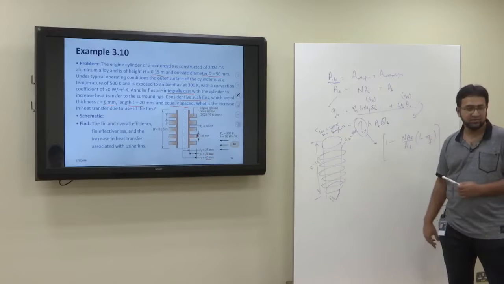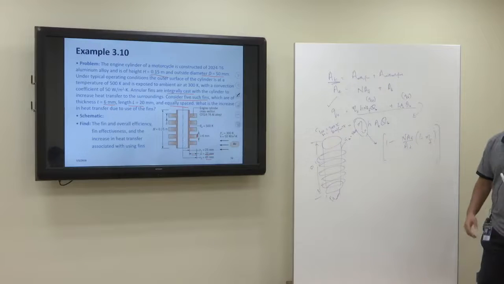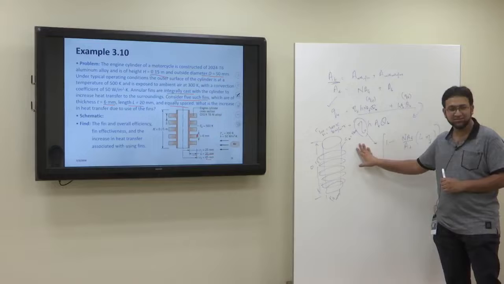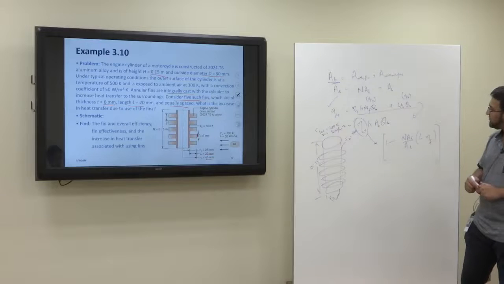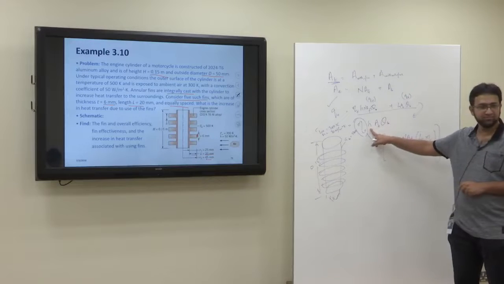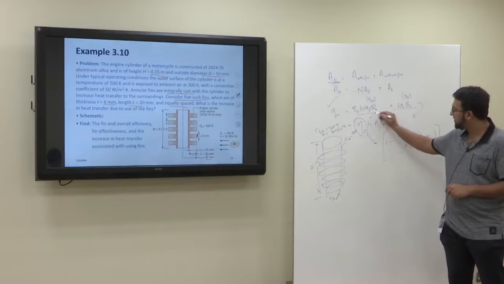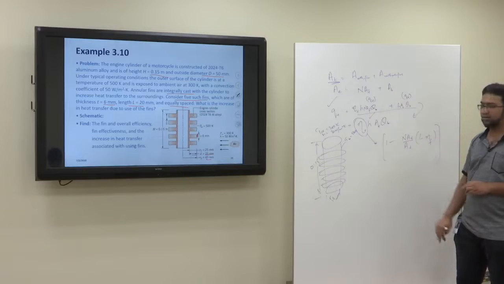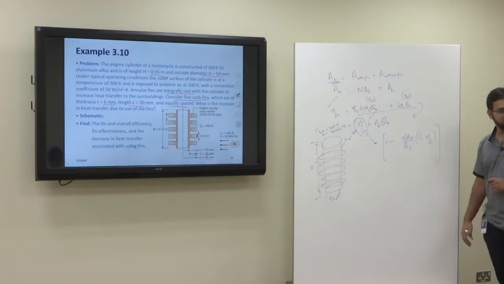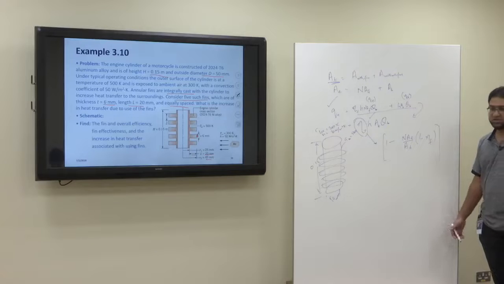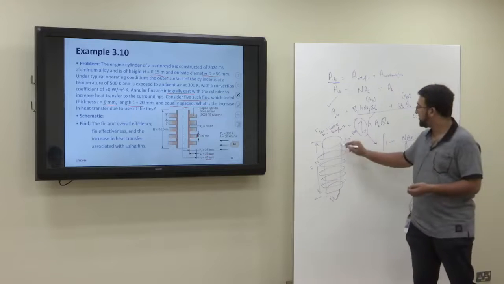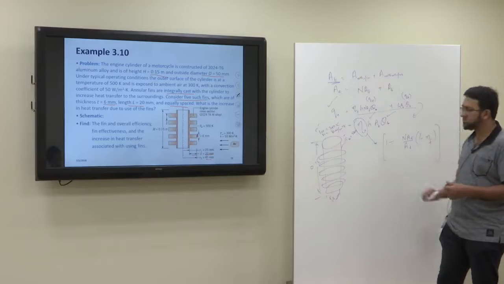This is the formula. We don't have the efficiency for the fin, we'll find it. So the formula is here. If you see in this formula, is h given? Yes, h is given. And what about this theta b, Tb minus T infinity? Yes, Tb is given, T infinity is given, so theta b is also given.